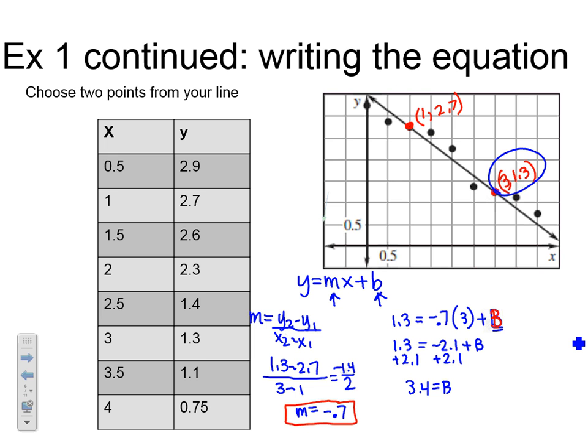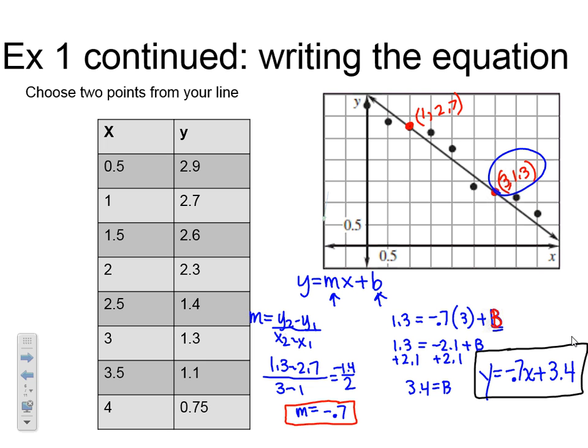Now, what is the equation of this best fit line? The equation of this best fit line is y equals negative 0.7x plus 3.4. Now, you may have got a different line of best fit, but it should be pretty close to that. It is possible that if you use 2 different points, because we drew our lines differently, that you may have a slightly different equation. And that's when we're doing lines of best fit, it is an estimation.